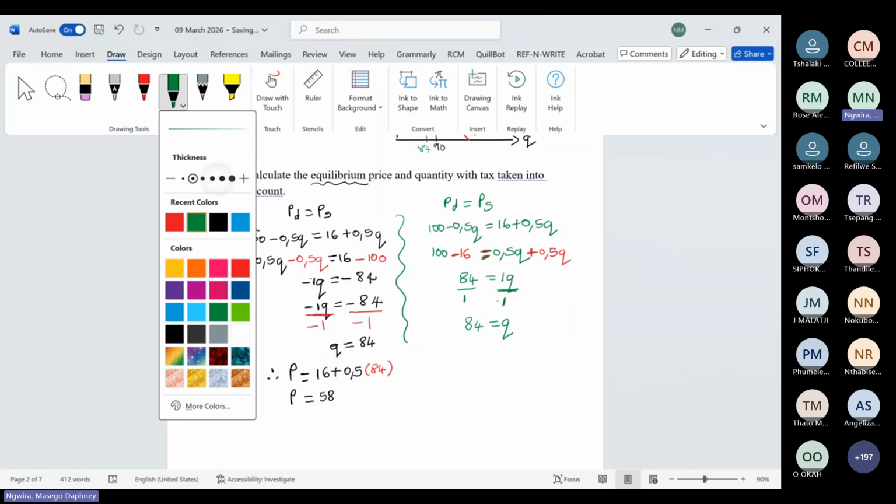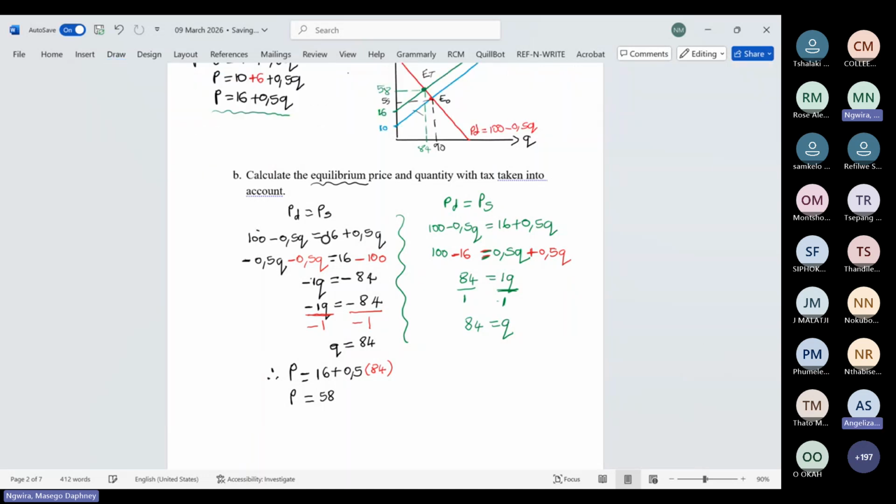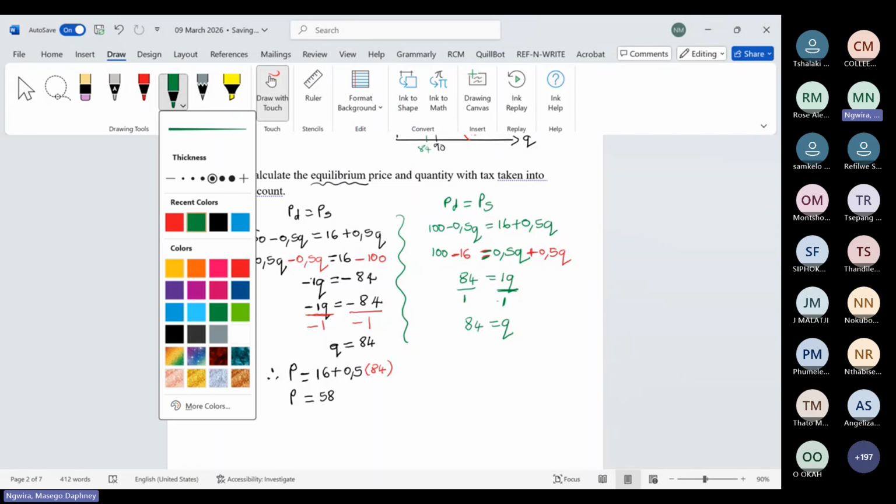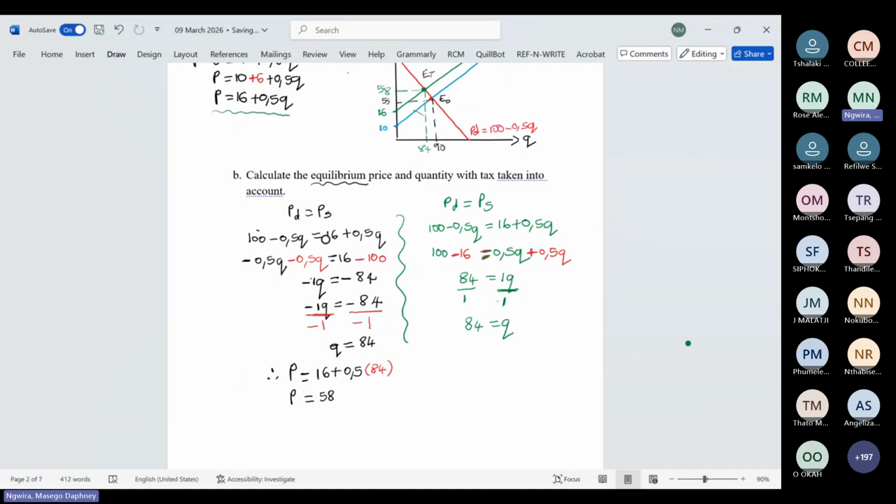I don't know if that makes sense. So I divide. Okay, I divide because I'm just saying next time when you have a number, let's say you have a 2 here, you'll have to divide by 2 both sides to remove the 2. So because I have a -1, I'm dividing by -1 both sides to remove that -1 here. Anything that is next to Q, I need to remove it so that I can have an answer for Q.